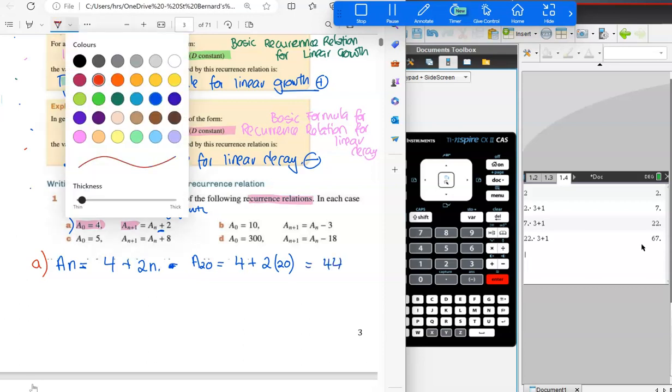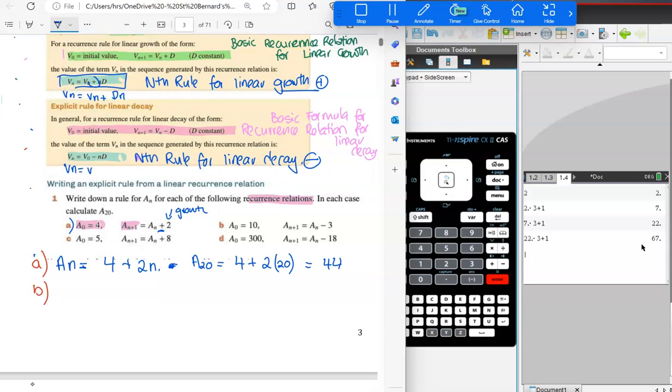So then if we look at B, now B is an example of decay. So they want me to write the nth rule. So you put your V0, which was 10, and then you do minus because it's decay. Now it'll be the D, which is 3 times N. So there's the rule. And if I was finding A20 in this case, it'd be 10 minus 3 times 20, which equals negative 40.